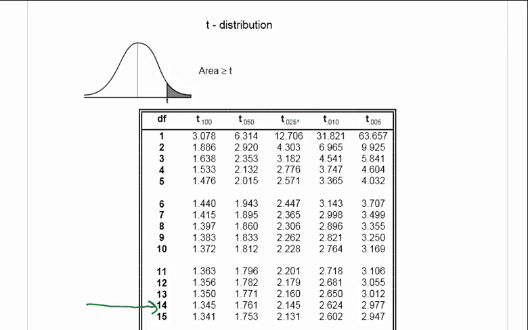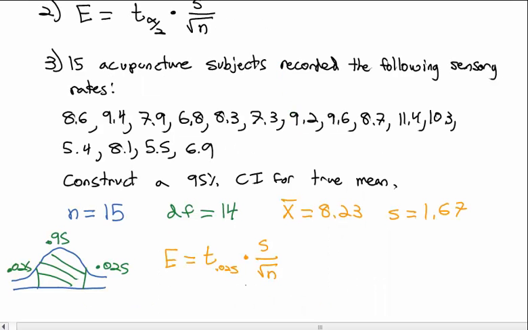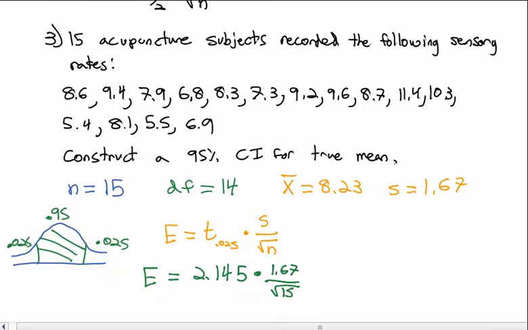We also said we wanted 0.025 in each tail. So 14 degrees of freedom with 0.025 in each tail. T is 2.145. 2.145 times S. S, the standard deviation that we found was 1.67, divided by the square root of 15.